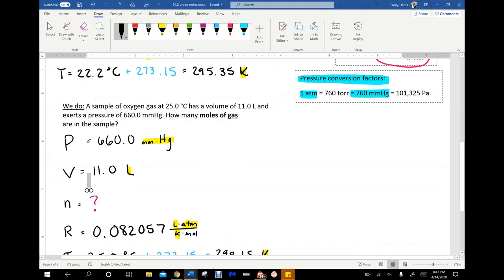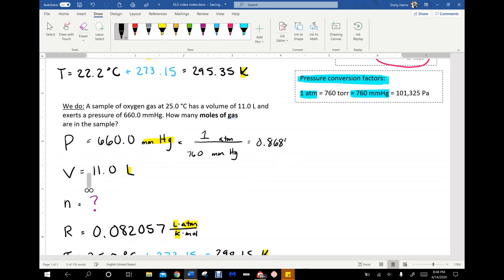And so what we're going to do is set up a quick conversion. We'll put millimeters of mercury in the bottom, atmospheres in the top, and we'll fill in our conversion factor. We know that 1 atmosphere is equal to 760 millimeters of mercury. Then we'll be dividing. So we'll take 660 divided by 760, gets us 0.8684 atmospheres for our pressure.